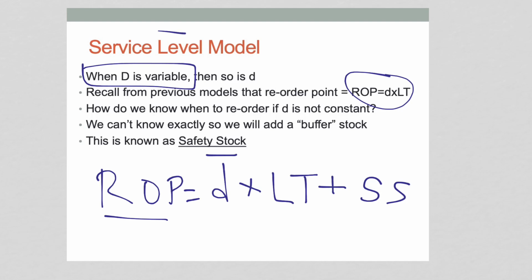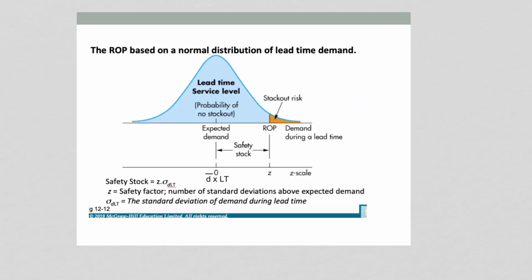And why do we call it a service level model? Because this is an average value, we can never guarantee that we'll never have a stock out, but we can guarantee a certain service level based on the parameters of this average value, and we'll take a little look at that. And by the way, we certainly will do a sample problem of this model as an example.